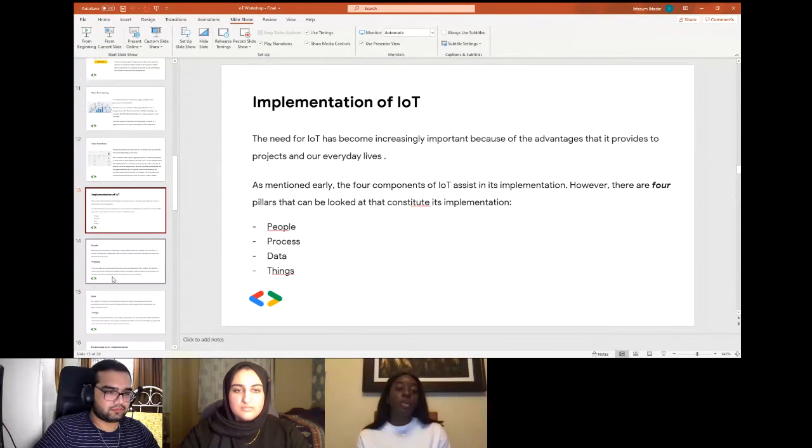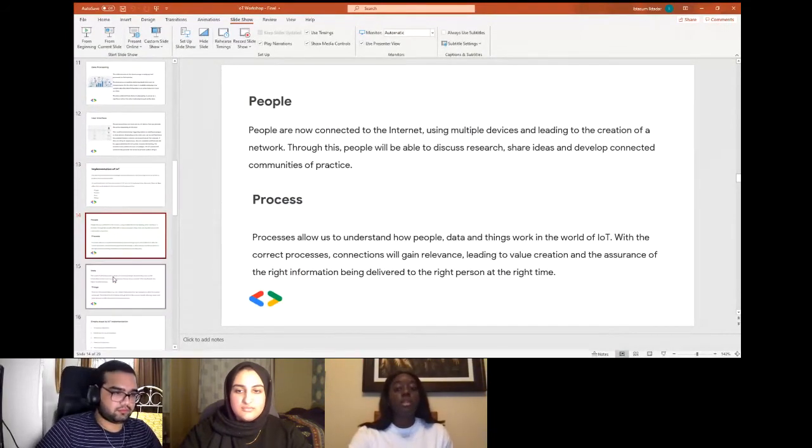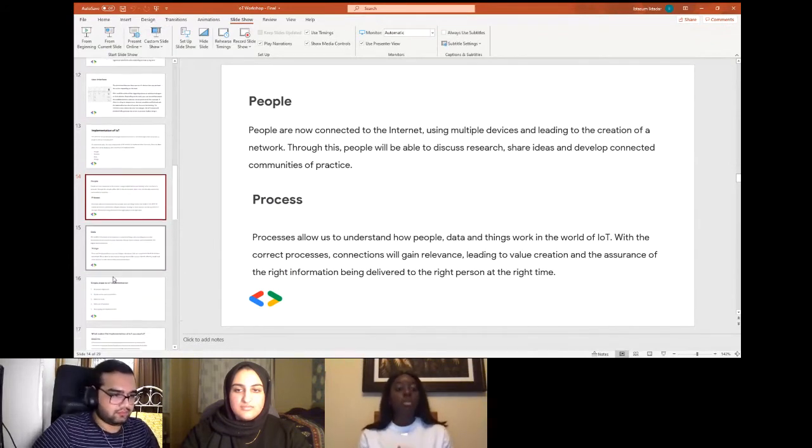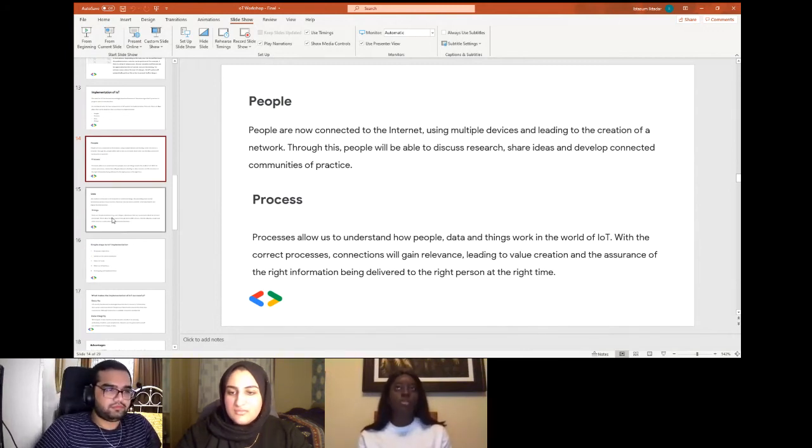The core pillars that constitute the implementation of IoT are people, process, data, and things. So I will firstly be discussing people and process. People are needed in the implementation of IoT because they're going to be connected to the internet and using multiple devices to connect to the internet. Essentially, through people, you'll be able to discuss information, send and receive information, share ideas, develop a connected community, and develop your data into a higher level of information.